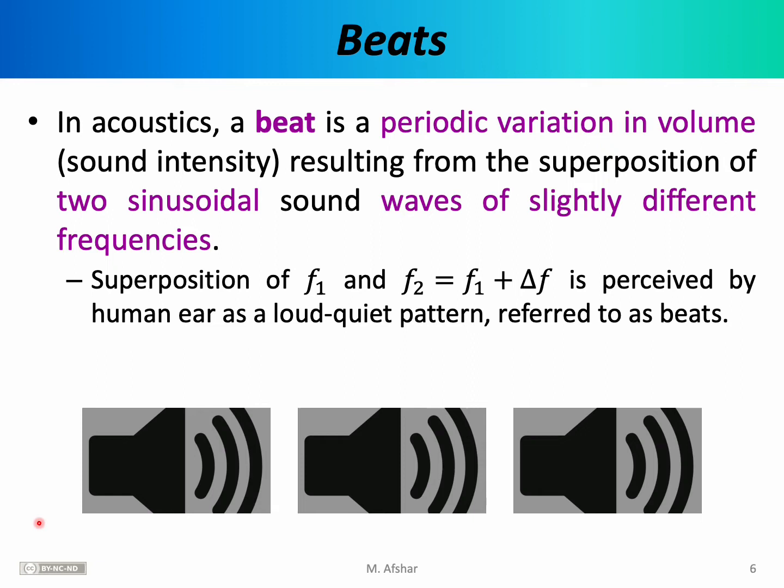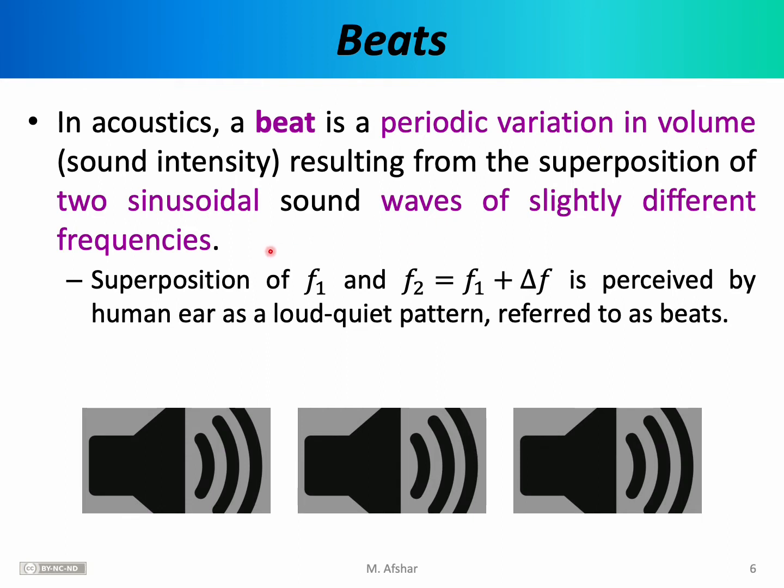In acoustics, a beat is a periodic variation in volume resulting from the superposition of two sinusoidal sound waves of slightly different frequencies. Here, when I speak of volume, I'm really talking about the loudness of sound. So more precisely, I'm talking about sound intensity or sound level. When I talk about the periodic variation in volume, I'm basically talking about the volume going up and down, so becoming louder and quieter, alternating and in a very periodic manner. This happens when we combine two sinusoidal waves that have slightly different frequencies.